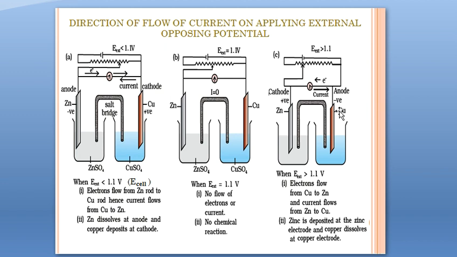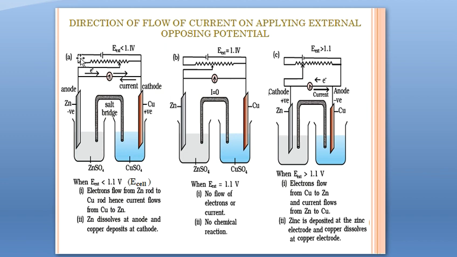Now copper is your anode, from anode to cathode, and we know that current flows in the opposite direction, thus current will flow from zinc to copper, right? Zinc gets deposited and copper starts dissolving. This is very very important.